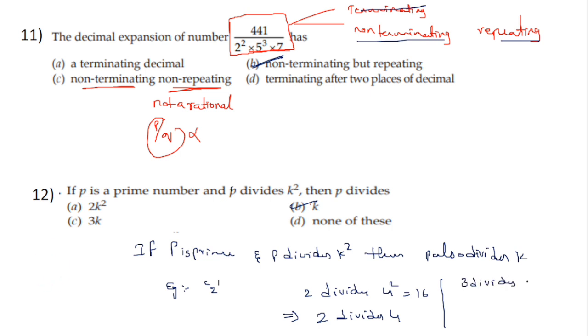3 divides 15 square. How much is 15 square? 225. It means 3 divides 225, so 3 divides 15. Why? Because 225 is expressed as 15 square. So our answer is K. It is a textbook theorem. This theorem we will use to prove that root 2, root 3 are irrational numbers by using contradiction.